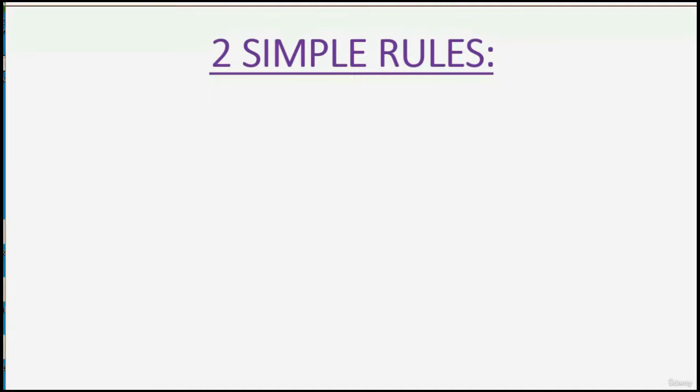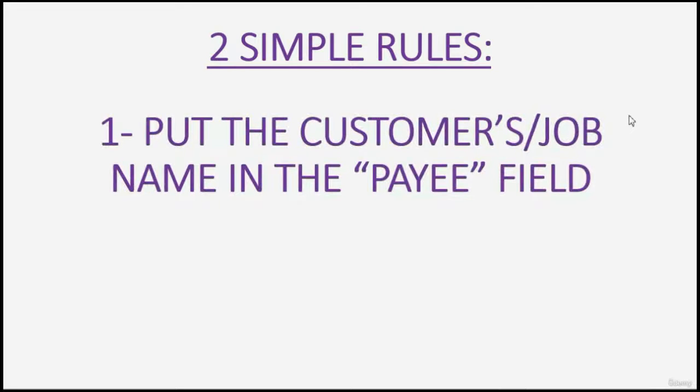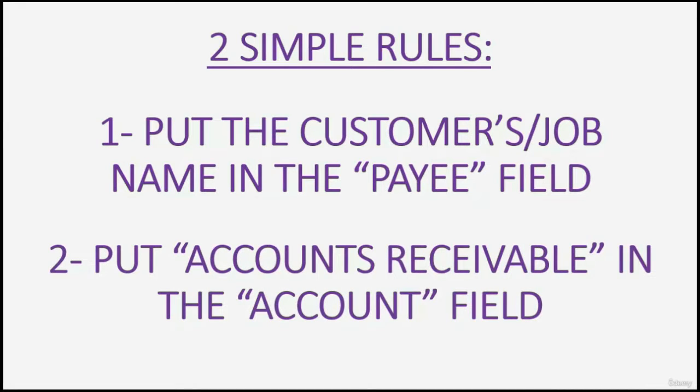There's only two simple rules. First, you must put the customer's name or the job name in the payee field. Then you have to make sure that you put the correct accounts receivable account in the account field. That's it. Then QuickBooks will generate a credit to their balance that you can apply to a future invoice.